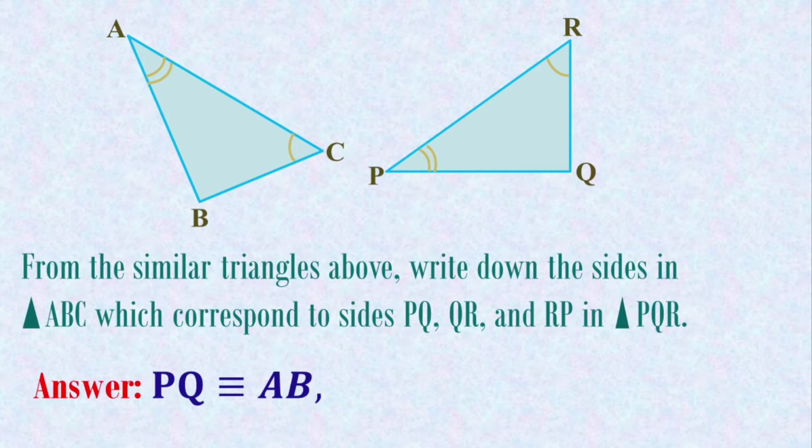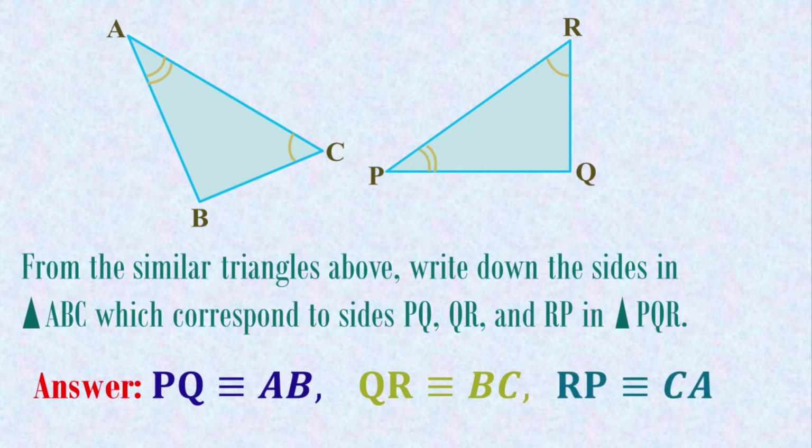Similarly, angle Q corresponds to angle B and angle R corresponds to angle C. Therefore, side QR corresponds to side BC. Similarly, angle R corresponds to angle C and angle P corresponds to angle A. Hence, side RP will correspond to side CA.